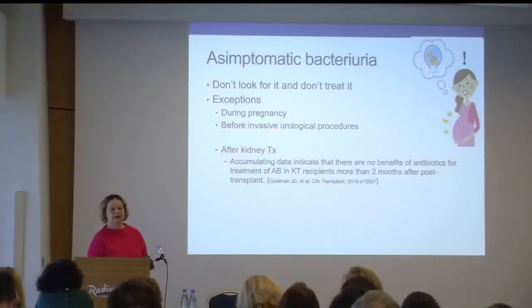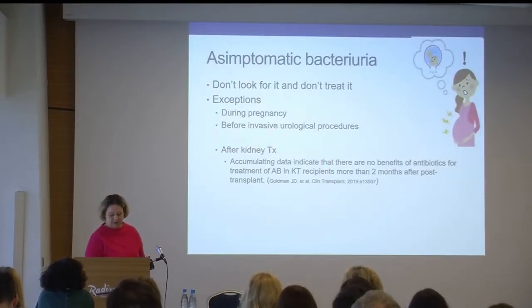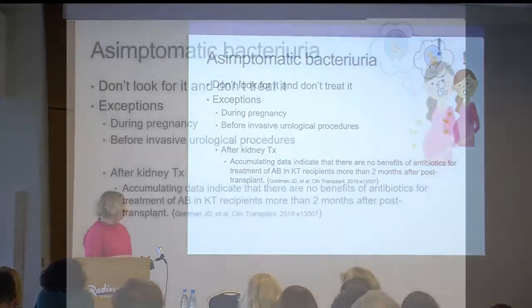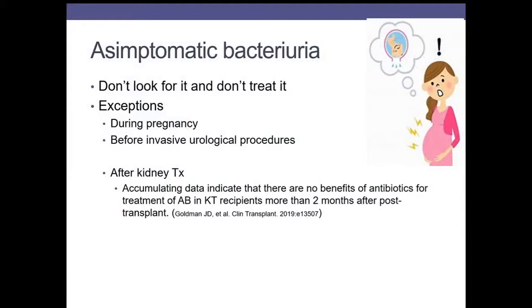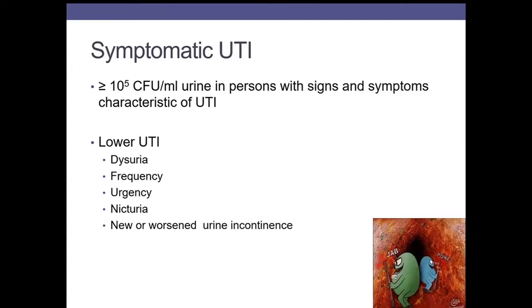There is always a question about kidney transplant patients. The European Urologic Society advised against looking for asymptomatic bacteriuria and treating it in that group of patients. In the article published this year, it is also said a bit differently than it was previously in the United States, that it's just reasonable to look for asymptomatic bacteriuria in the first 2 months after transplantation and treat it, but after 2 months there is no need for the treatment and so no need for searching for asymptomatic bacteriuria.